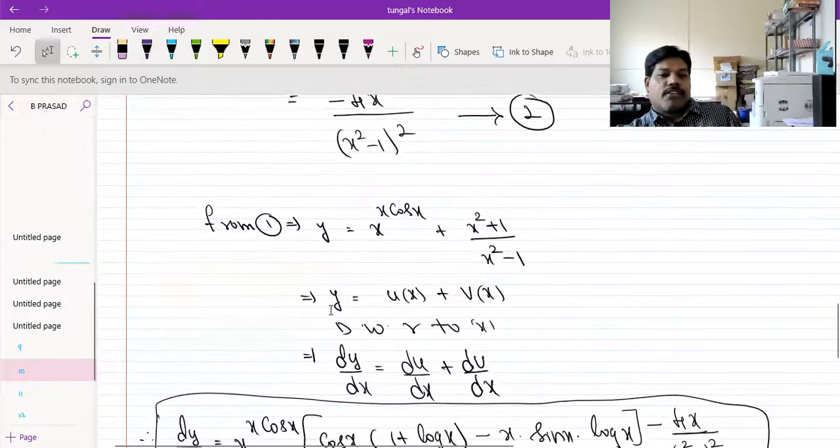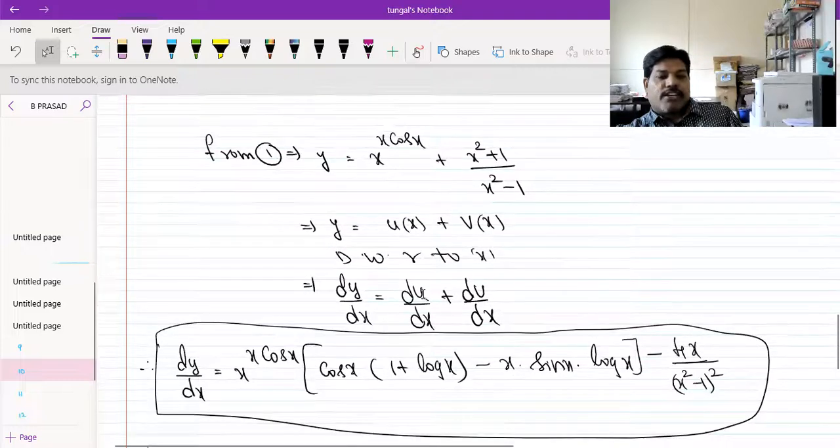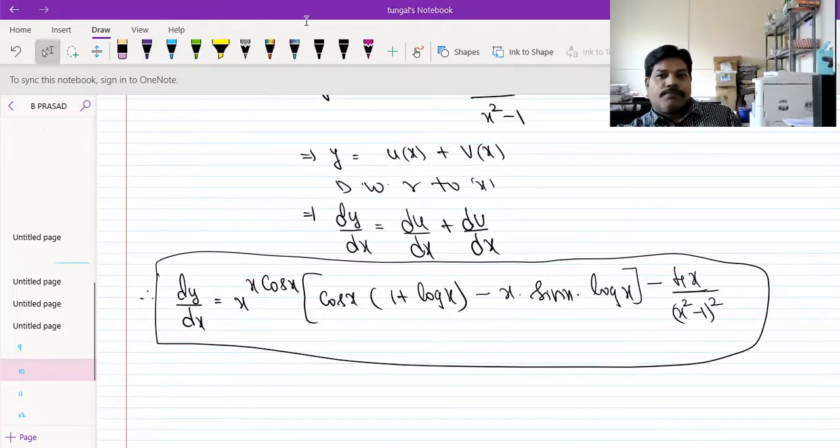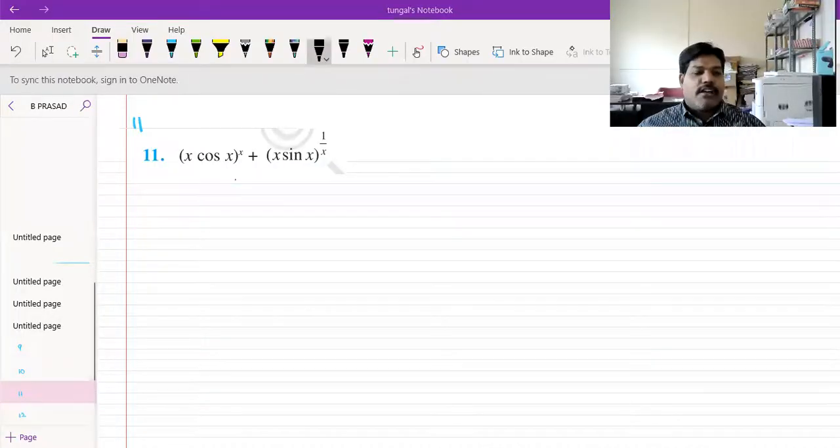So take the given function y is equal to u plus v, differentiate that, dy by dx is equal to du by dx plus dv by dx. Finally, you can write the du by dx value and dv by dx value. You will get the answer. So see that question, students, and practice that question. See the next question, students.